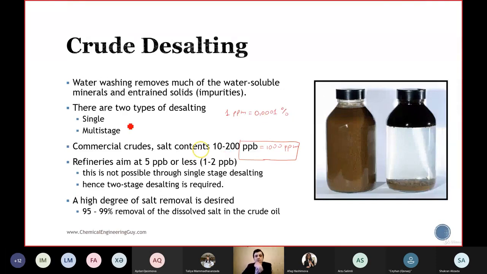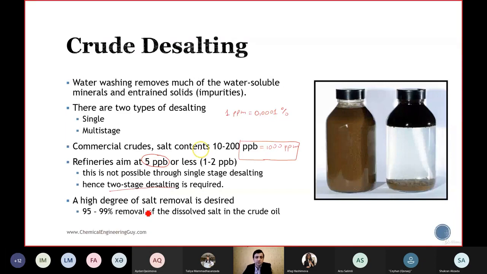There are two types of desalting: single-stage and multi-stage. Single desalting is mostly not used because it is not enough to clean all the salts to the desired level. Refiners aim at 5 ppb. This number is so low that most of the time we use two-stage desalters.